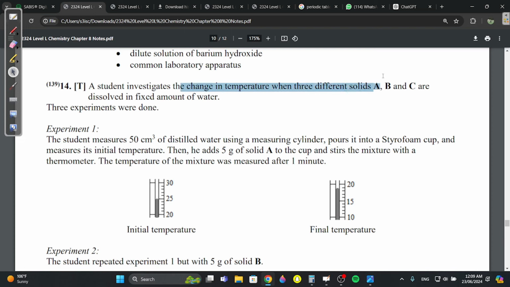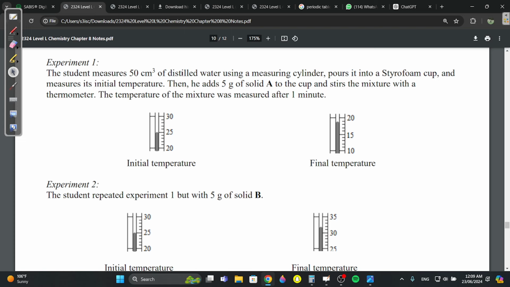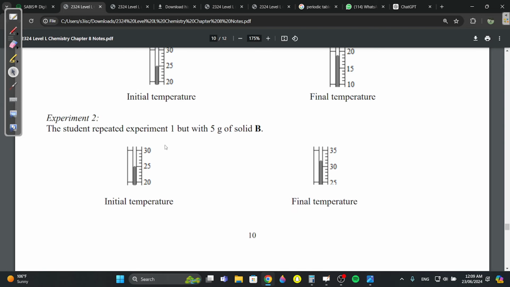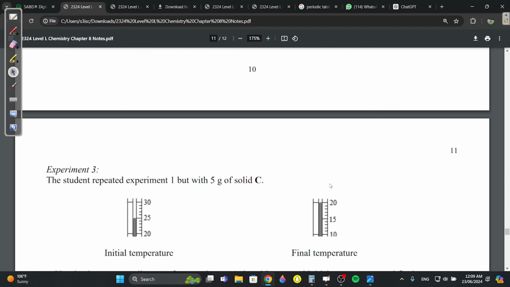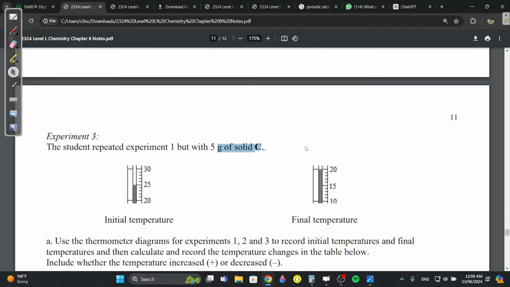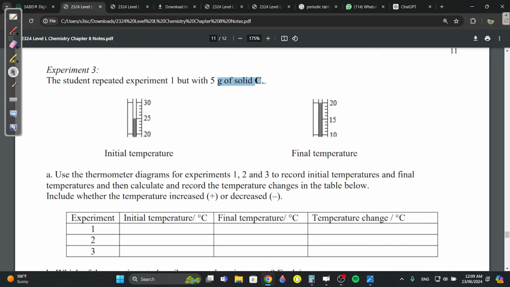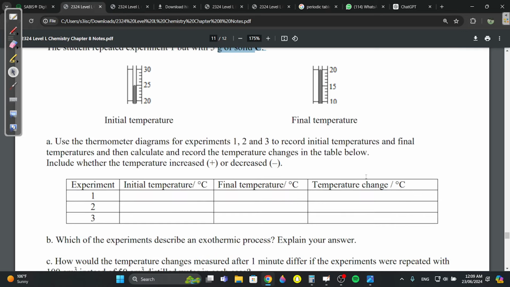A student investigates a change in temperature when 3 different solids A, B, and C are dissolved in a fixed amount of water. 3 experiments were done. Experiment 1, he measures 50 centimeter cube of distilled water using a measuring cylinder, pours it into a cup, and measures its initial temperature over here. Then he adds 5 grams of solid A and stirs the mixture with a thermometer. Then the temperature was measured after 1 minute. This is the final temperature. He repeats the experiment with 5 grams of solid B, and then with 5 grams of solid C. Use the thermometer diagrams for experiments 1, 2, and 3 to record the initial and final temperatures, and then calculate and record the temperature changes.